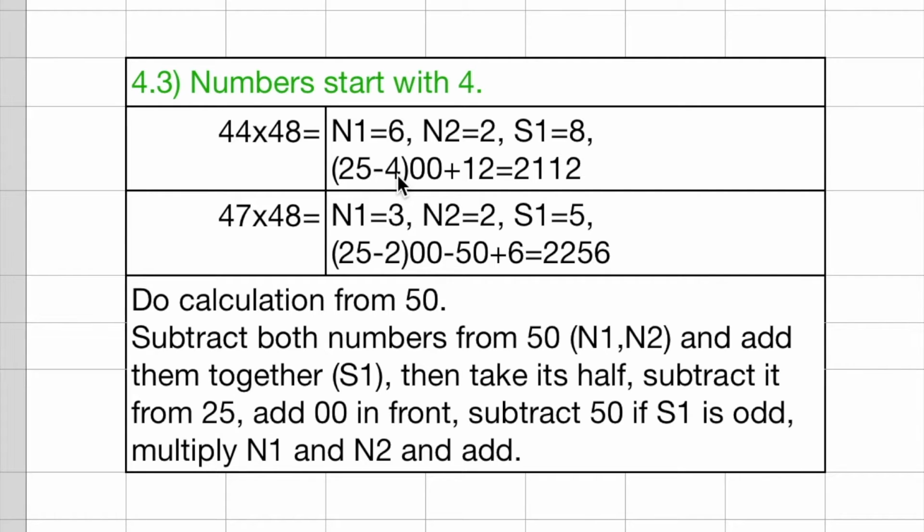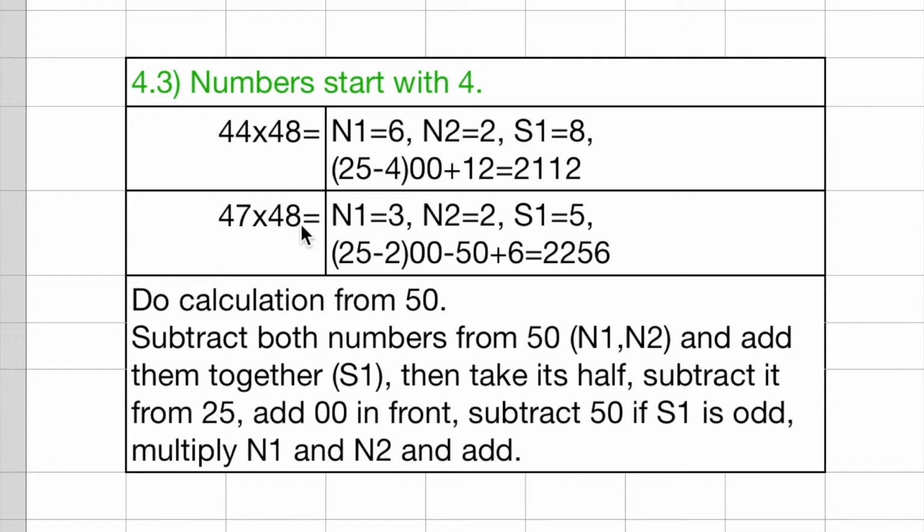We subtract 4 from 25. So we have 21 and then we put 2 zeros. So it becomes 2100. Then we add the multiplication of n1 and n2, which is 6 times 2 is 12. So we add 12. So the answer becomes 2112. Let's do one more example.